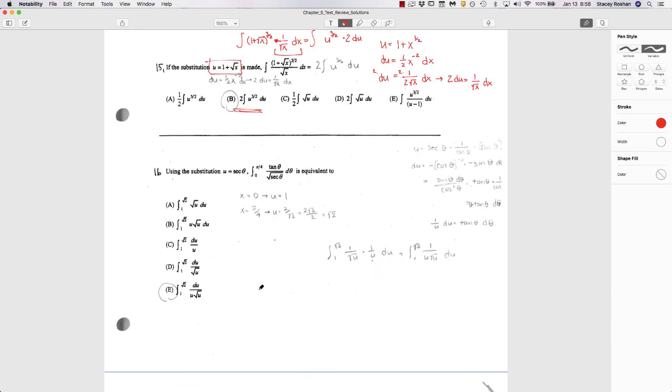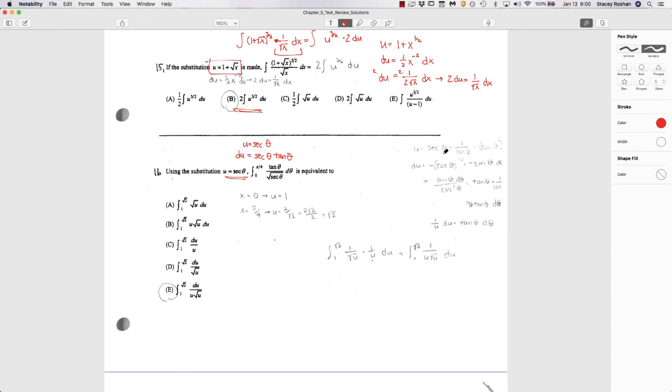This next one is the same deal. U is secant x. So you do need to know if U is secant x. So if U is secant x, or secant theta in this case, then du is secant theta tangent theta, if you've memorized that formula. If you ever forget, you can always prove it to yourself. And when I was doing this problem, I just thought that I would show you what you should do in case you forget any of the formulas.